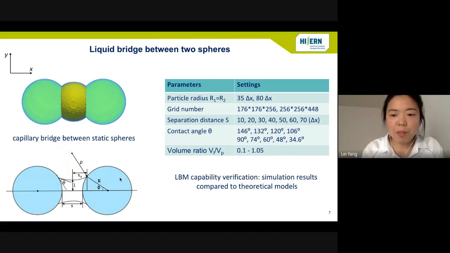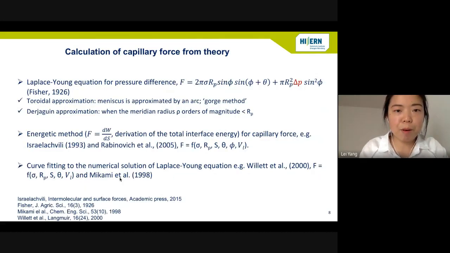And then we make comparisons between the simulation and the theoretical models. However, before the comparison, it is better to know how capillary force is calculated from theory. Mainly, there are three approaches. The first approach is based on the Laplace-Young equation to solve the pressure difference. In this approach, the capillary force has two contributions. One is the surface tension force, and the other is from the Laplace pressure. However, due to the fact that the Laplace-Young equation has no analytical solution for the pressure difference, people always make approximations in order to predict the profile of the bridge.